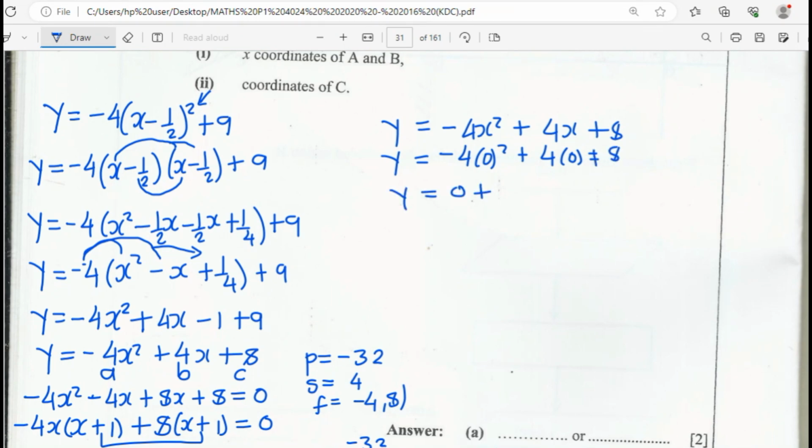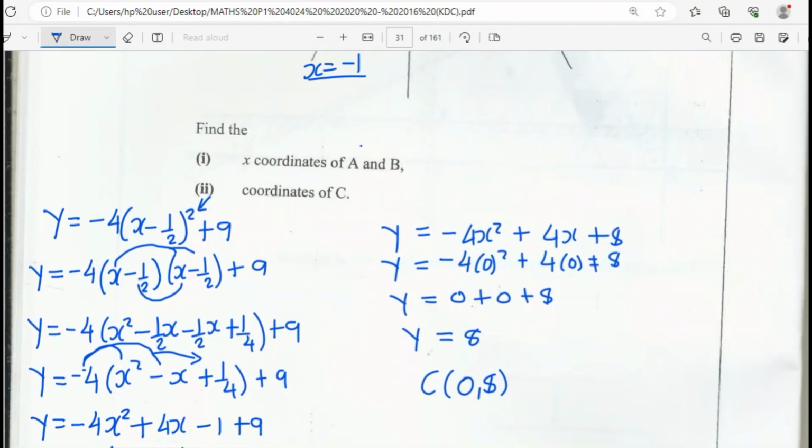So 0 plus 0 plus 8, which is y, is just 8. So the coordinate for c is 0 comma 8. Remember, in the y-axis, x is equal to 0. Or for y, we can even just use the same original equation. It will still work out. Let's see.